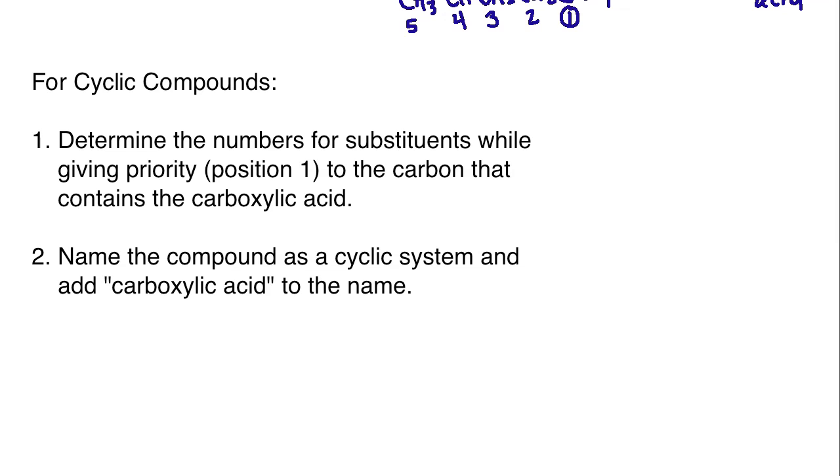I name that compound? For cyclic compounds, the first thing you need to do is determine the number of substituents while giving priority to position 1 to the carbon that contains the carboxylic acid. So this time, let's draw an example of a cyclic compound that is going to contain a carboxylic acid. Here's the carboxylic acid coming off of the cyclic compound. And then right down here, we've got another substituent coming off. That means this carbon would be carbon number 1, this would be carbon 2, and this would be carbon 3 right here.